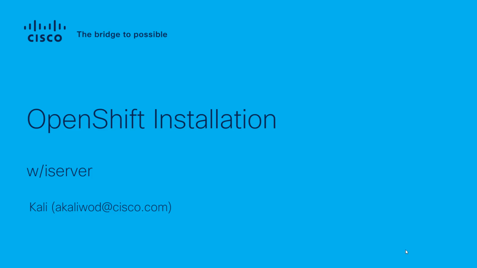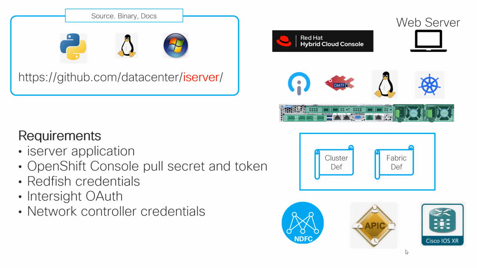OpenShift installation automation with iserver application. iserver is an open source command line application that, based on user input, can install OpenShift on bare metal servers, as well as check or configure the data center network for server connectivity. Check the overview video in the playlist for more information.